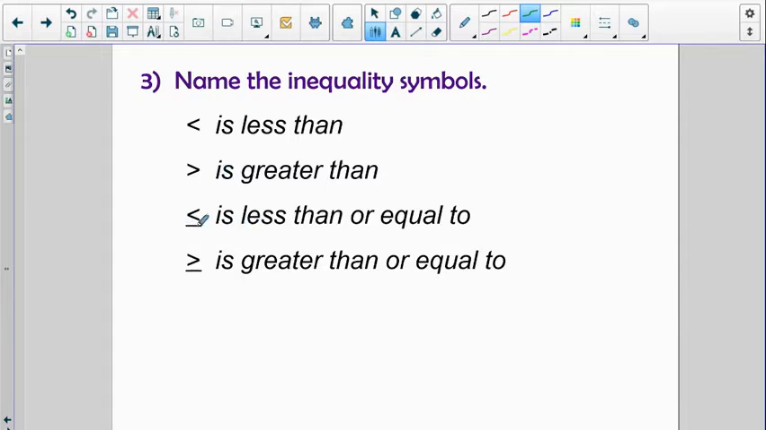If it has an extra little line underneath that strict inequality symbol, we then say that it could also be equal to as an extra option. So it not only could be less than, it could also be equal to. So the left side is less than or equal to the quantity on the right. Or our last symbol, the quantity on the left is greater than or equal to the quantity on the right.